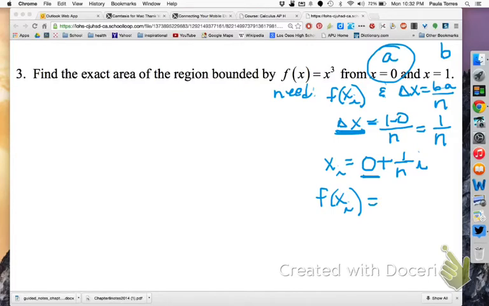And then f of x sub i, well, I knew what f of x was. It was x cubed. So if I want to find f of x sub i, I just have to plug in x sub i.